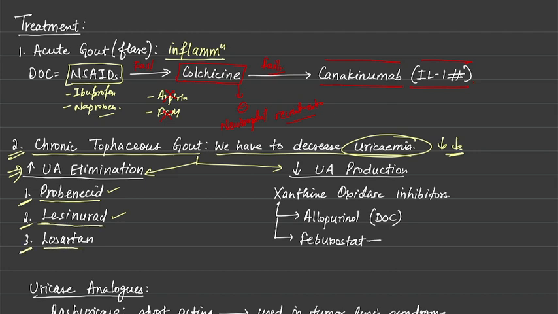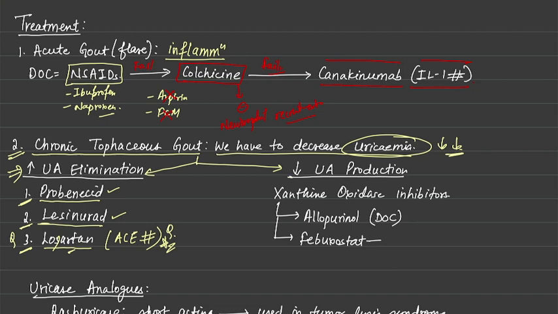Third, losartan. Losartan, we know, is an ARB. It is not a drug specifically known for gout, but it has a side effect of uricosuria, and it can be useful in patients with gout. So losartan is one drug which can be remembered, and questions are asked multiple times on losartan.